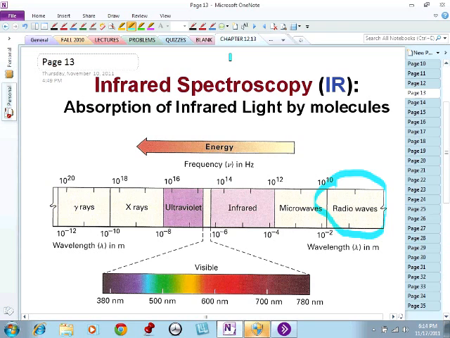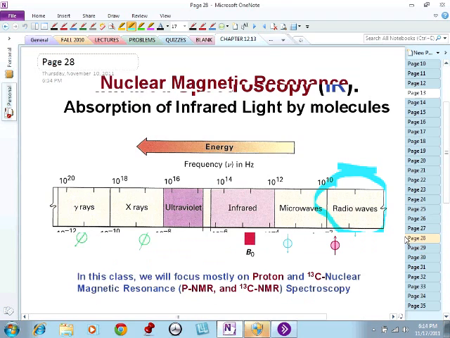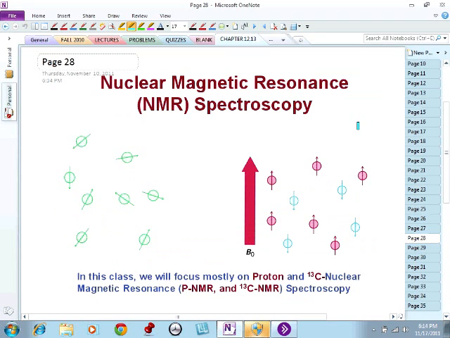We're going to start with nuclear magnetic resonance spectroscopy, and as I told you, the energy involved in this spectroscopic method is derived from the radio frequency region of the electromagnetic spectrum, which is this right here. Okay, nuclear magnetic resonance spectroscopy. The question now is, how do we define this?